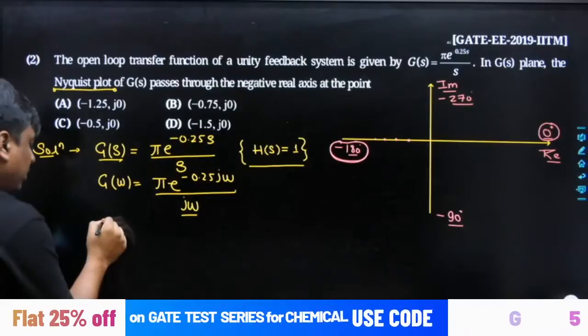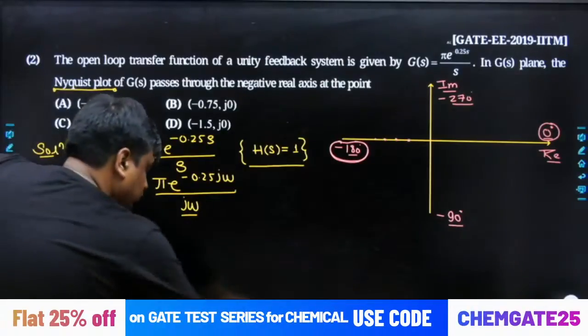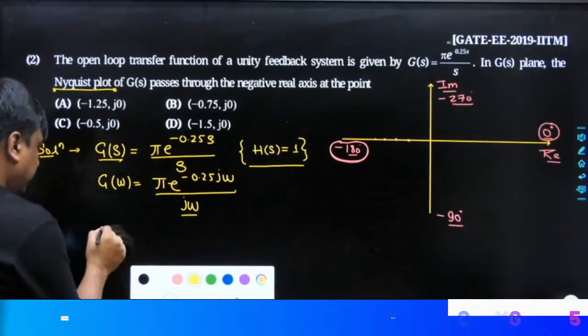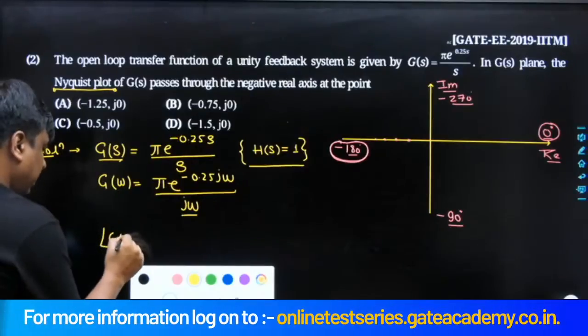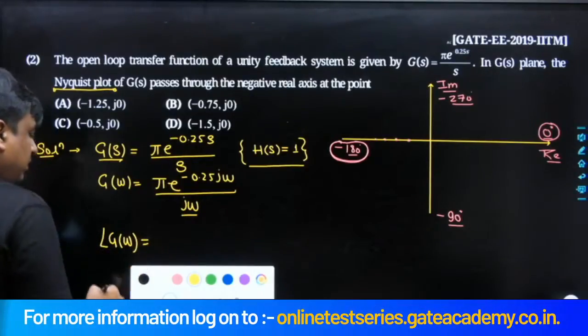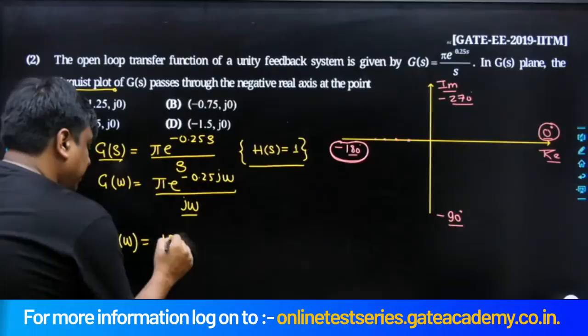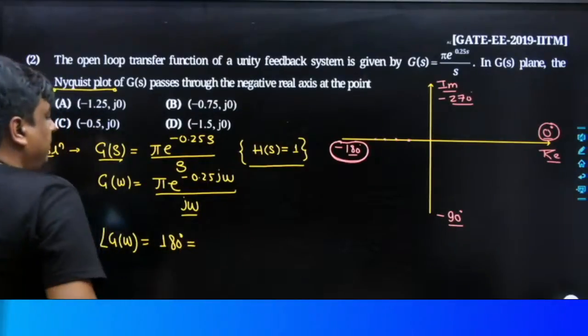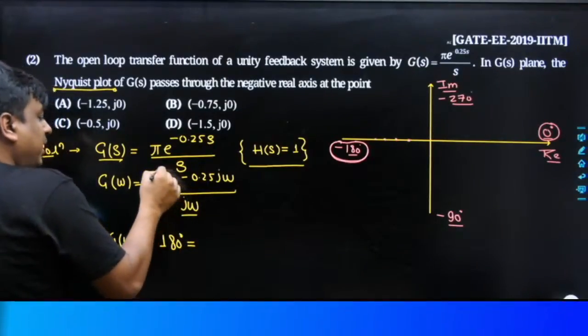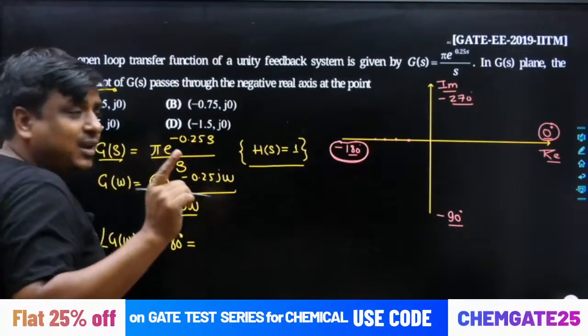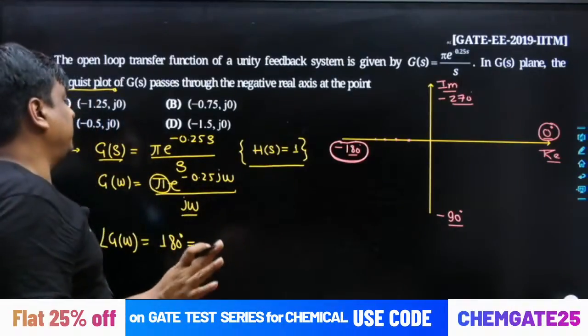So what we had been doing over here, we would talk about the angle offered by G(jω)H(jω), precisely equal to 180 degrees. May I know how much angle would be provided by the pi? Pi is a positive real value, so obviously there would not be an introduction of phase because of pi.